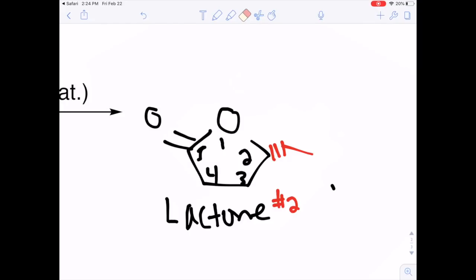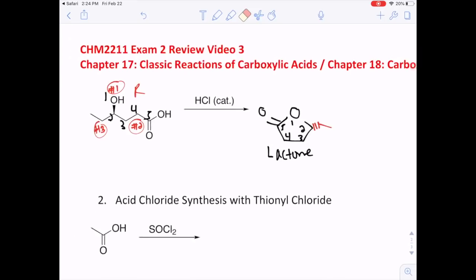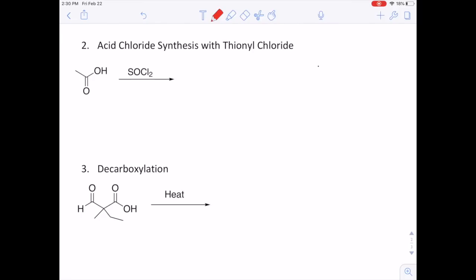And that's correct. At least proper stereochem. Alright guys, so the next reaction we're going to consider is acid chloride synthesis with thionyl chloride.